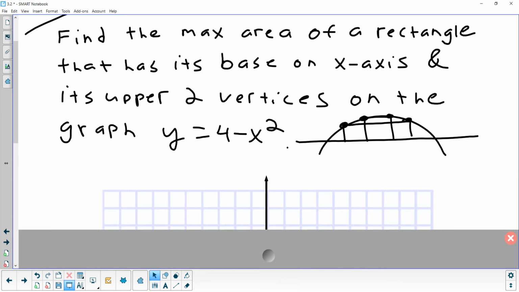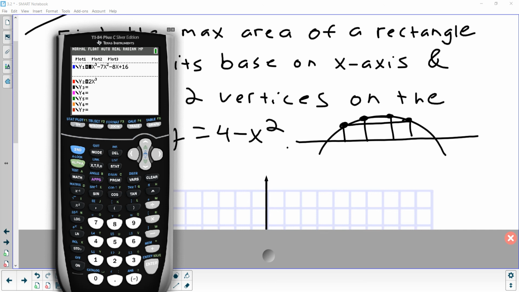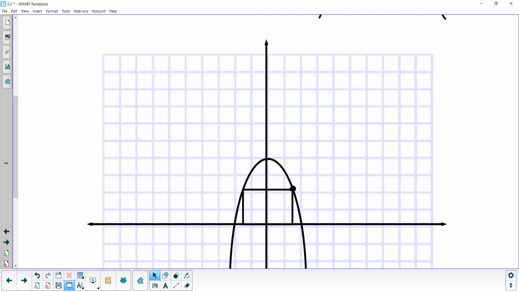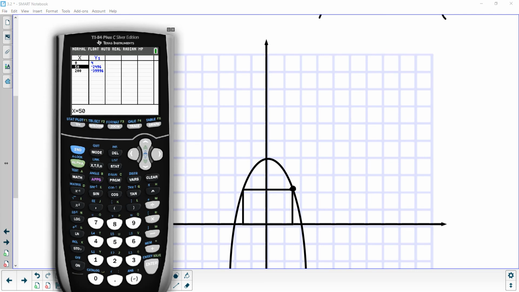All right, so let's graph, and I'm going to use my table to kind of help me out with this. 4 minus x squared. Go to my table, and we'll just get a few values. Okay. Oh, I already had it drawn. So, just to show you, I got the point 0, 4. That was 1 point on my parabola. Then I did the point 1, 3. And it's going to be symmetrical. So negative 1, 3 is also a point. Right, so any question on that?